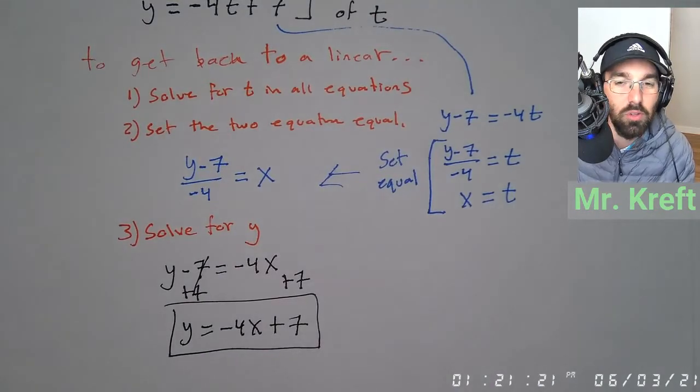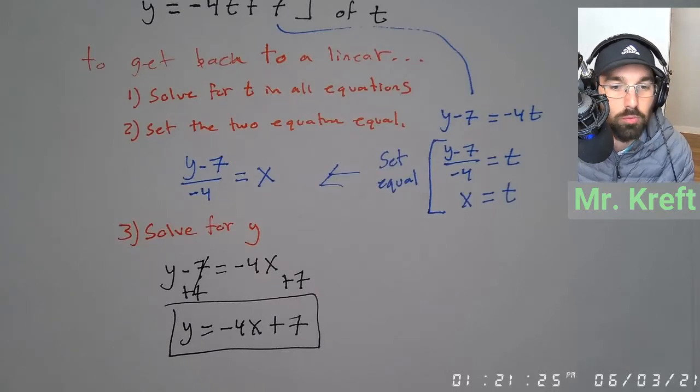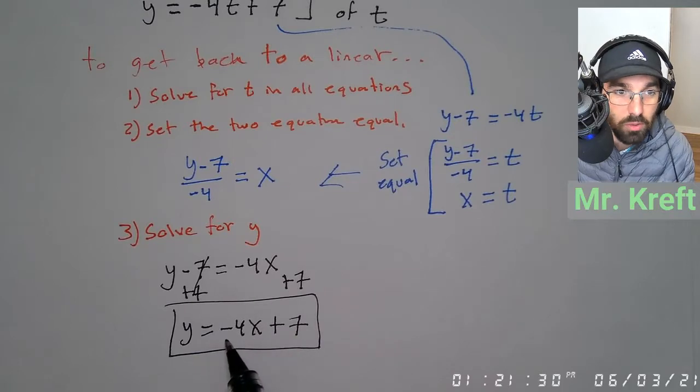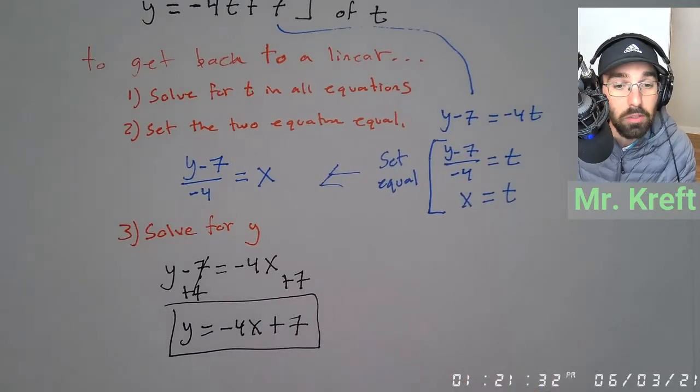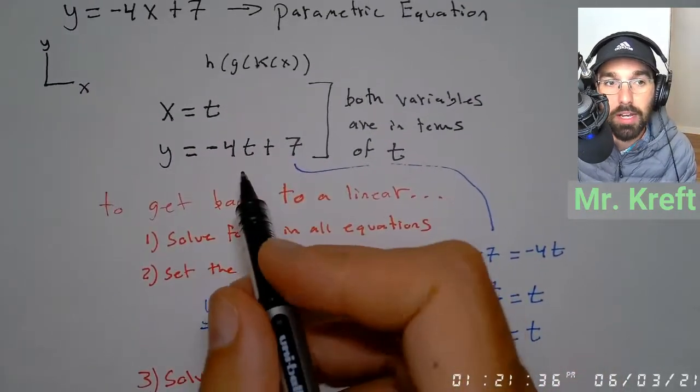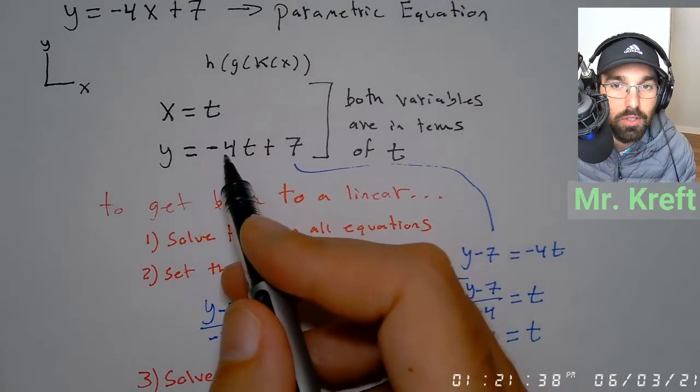So a parametric equation is just a different way of modeling something that you guys have modeled since Algebra 1. So this is just a line, y equals negative 4x plus 7. That's y equals mx plus b. That's just a way to graph a line. Well, this is another way to graph that line.